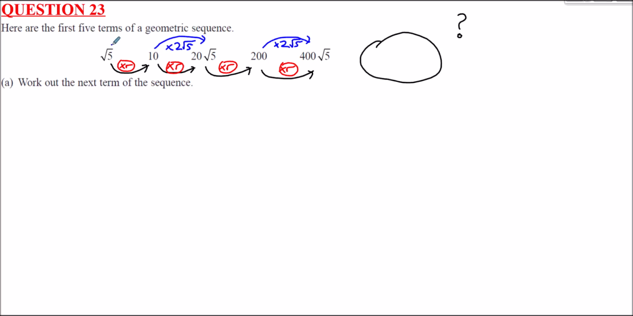So from root 5 up to 10, if we were to multiply root 5 by root 5, that would give us 5, and then times by 2 would give us 10. So essentially, we have worked out the common ratio has to be 2 root 5.